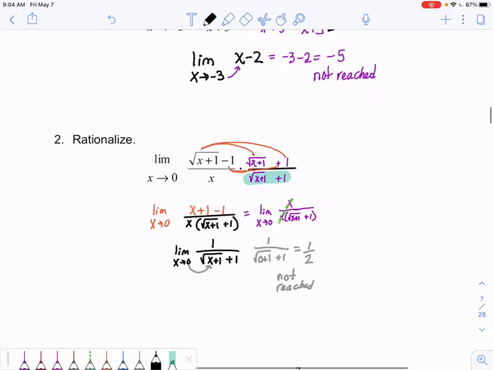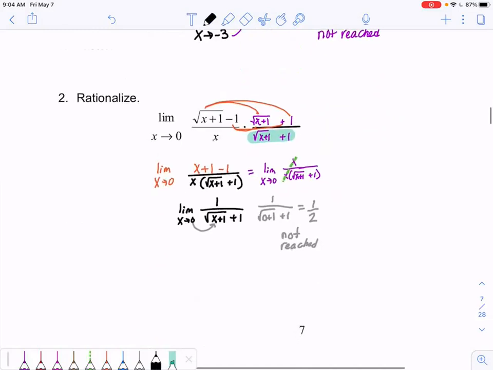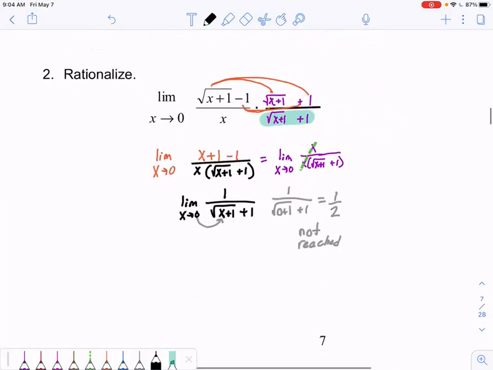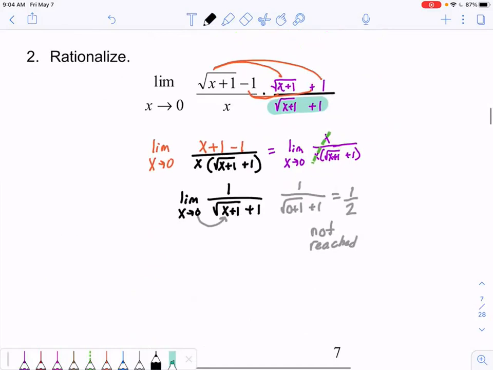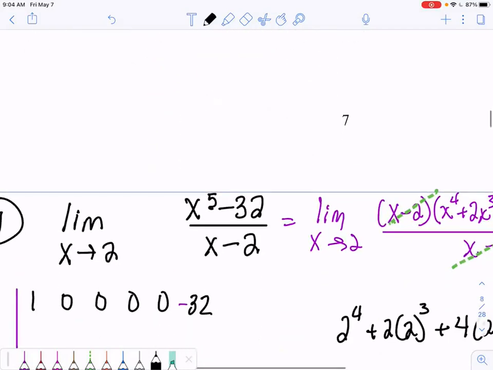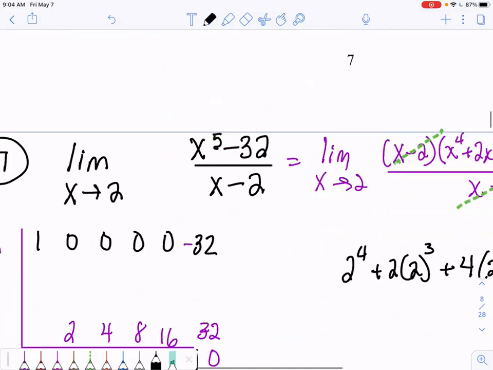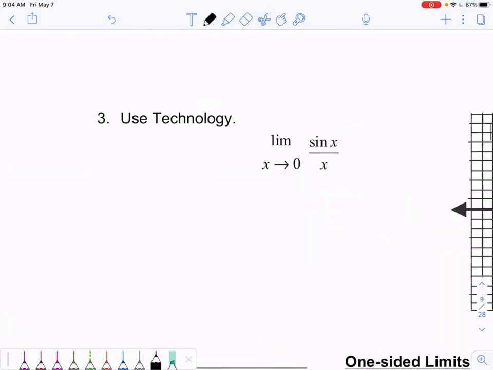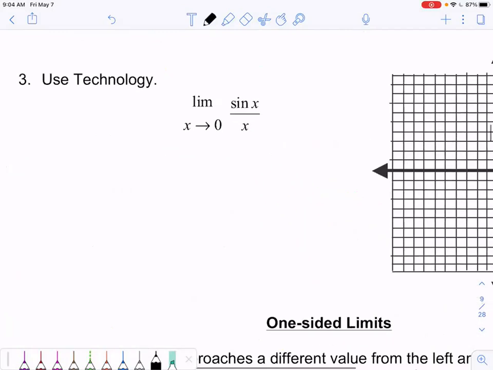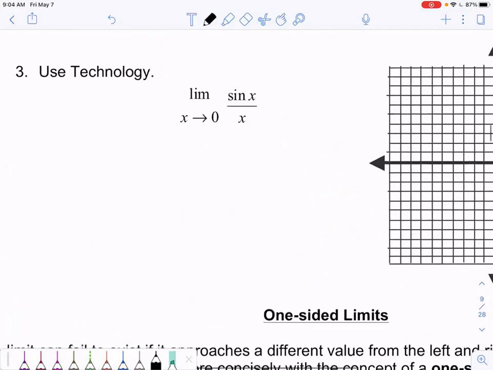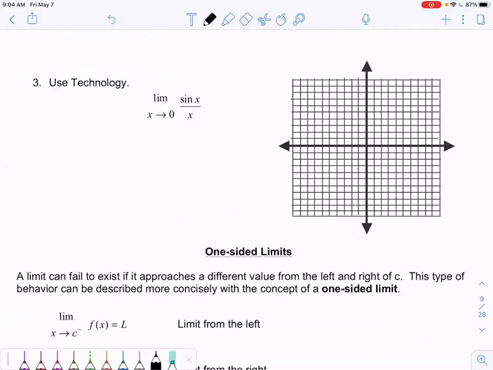The last problem we looked at yesterday was rationalizing, but we rationalized the numerator instead of the denominator so that we could get the x out of the denominator. So we needed that x to cancel. Whatever part's making it undefined is the term that we need to cancel out. And we did that by rationalizing. So another way to evaluate limits when you don't know what to do, which really should be the end all be all, the last resort, is to graph it using your technology.